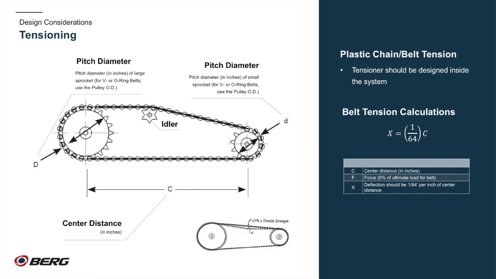Many people have rules of thumb that they use to determine chain tension in their applications. The proper method is to measure the amount of deflection based on the center distance of the shafts for a given force. In the case of Berg belts, we recommend 1/64th of an inch of belt deflection per inch of center distance when a force equal to 5% of the ultimate belt load is applied normal to the belt.